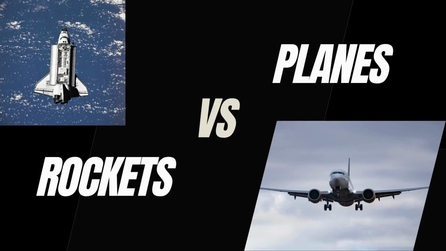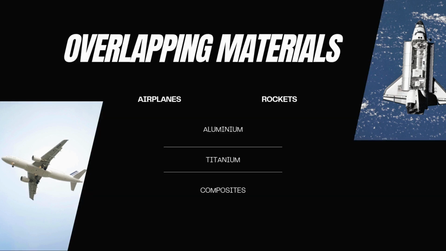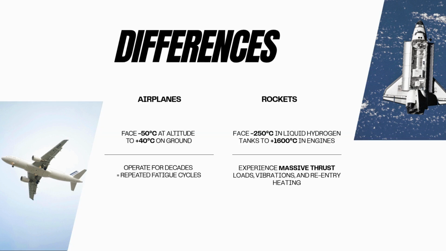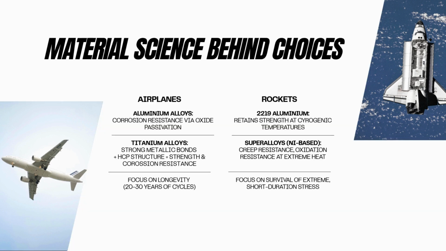I'll be doing a comparison analysis of rockets versus airplanes, focusing on how their materials differ and why. Both need to be light, strong, and corrosion resistant, so they often use similar materials. Things like aluminium, titanium, and composites keep them strong yet lightweight, but rockets face much harsher extremes. Airplanes see -50 to 40 degrees Celsius, while rockets go from -250 to over 1600 degrees Celsius under huge thrust. That's why rockets need cryogenic alloys and super alloys built for survival. In short, airplanes chase efficiency, rockets chase survival, and material science makes both possible.